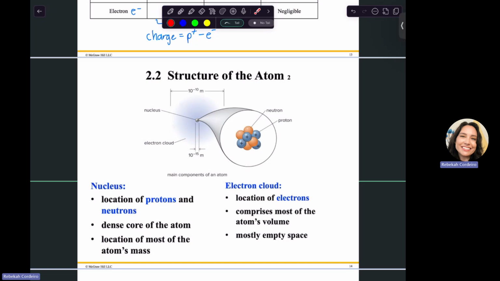There's a great video in D2L, I think it's in D2L, about the size of an atom. So just check out, if you just Google TED Ed, how small is an atom?